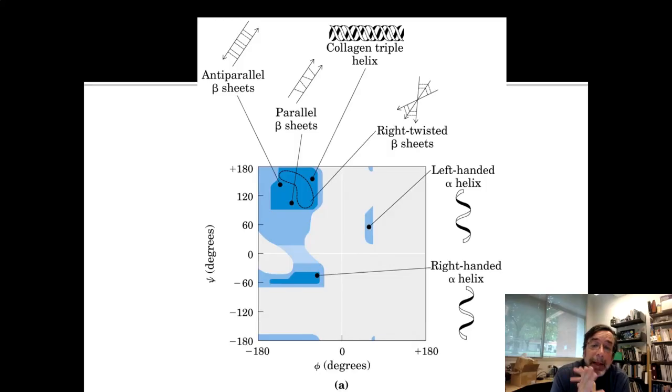The other thing is the left-handed alpha helix, which is rare and only happens in that little window over there. Maybe a few residues can get into it. It's a lot easier to do with a lot of glycines. So glycines do actually show up, but pretty much only in left-handed alpha helices, because their phi-psi angles make that easier.